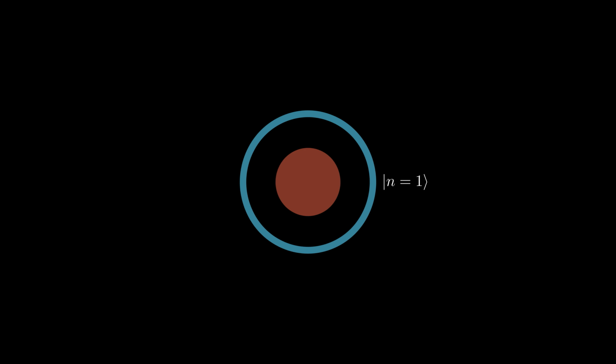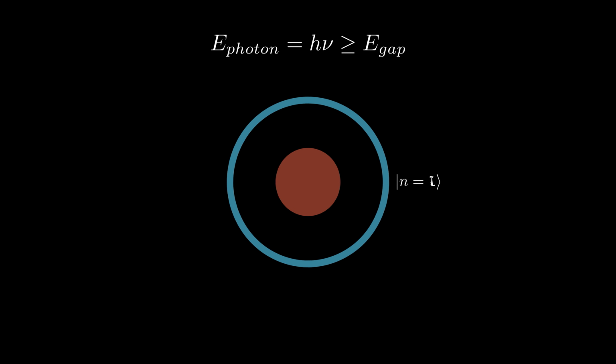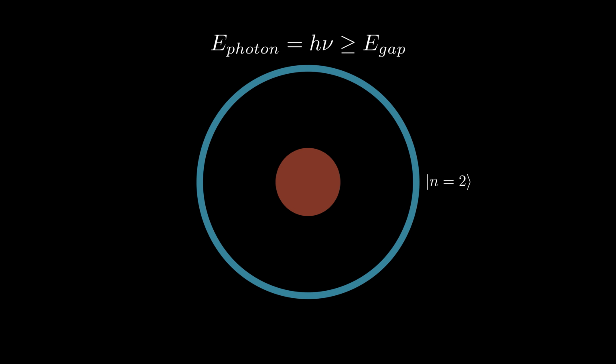Next, we consider the simplest possible system to explore these photophysical phenomena: a hydrogen atom, with a nucleus represented by the red circle, and an electron by the blue ring. When an electron impinges on the hydrogen atom, if it has an energy that exceeds the gap between these energy levels, the electron will be excited to the higher lying state.